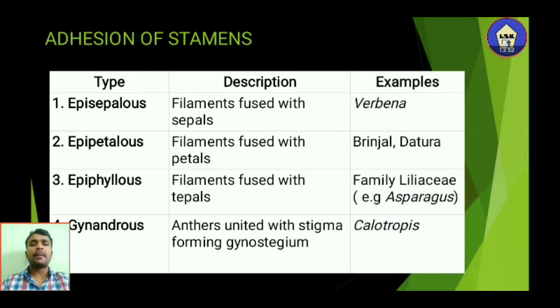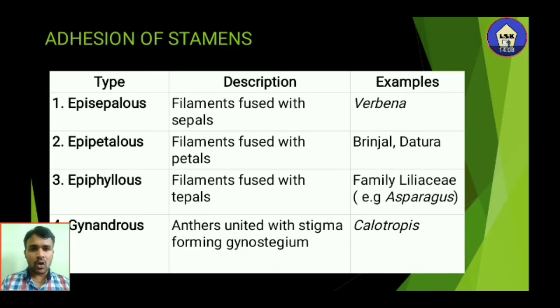The next one is epiphyllous. Phyll actually means a leaf, but here epiphyllous means the filament is attached to the tepal. What is meant by tepal? Tepal is a unit of the perianth.